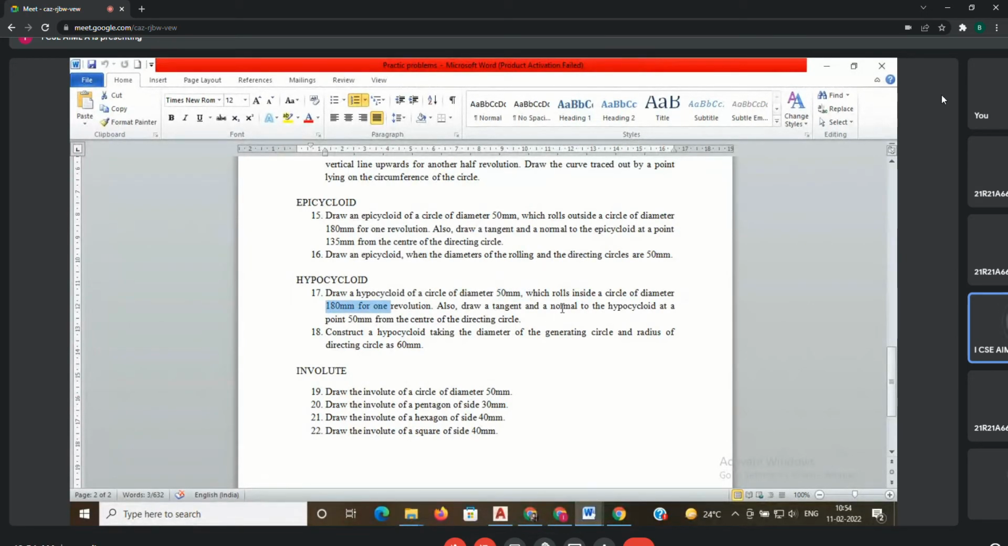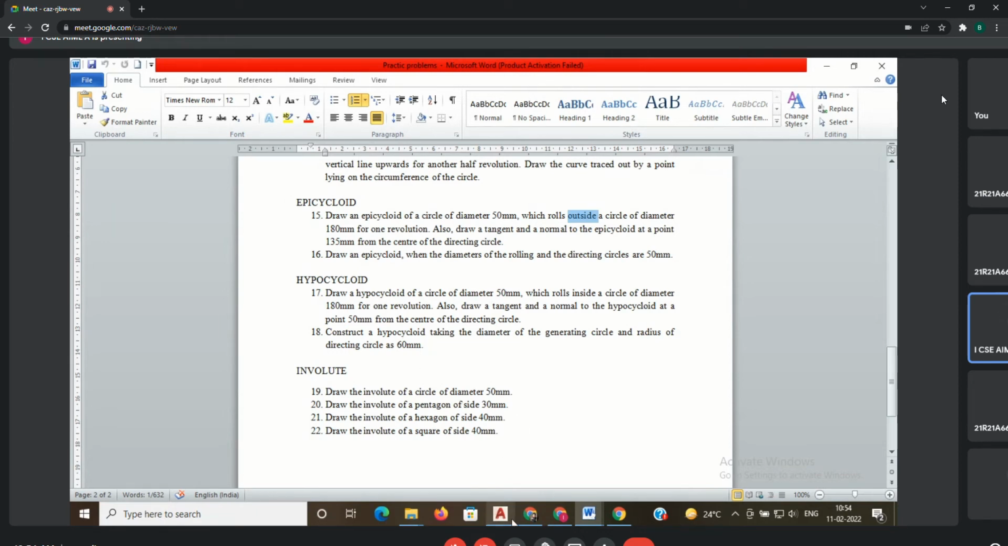But whether it is inside or outside: if it is inside, it means hypocycloid. Outside, epicycloid. That's why don't remember hypocycloid separately. Just remember epicycloid. Epicycloid means the rolling circle rolls on another circle, then you will get one curve. That is our epicycloidal curve. Instead of outside, if you keep inside, it's a hypocycloid. Now the diameters are 50 mm and 180 mm.